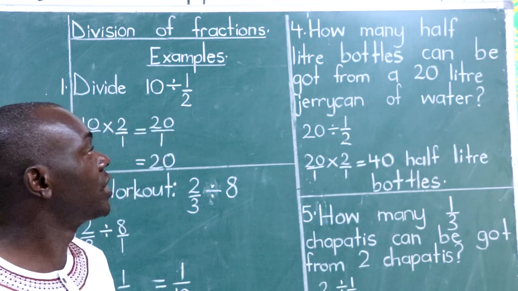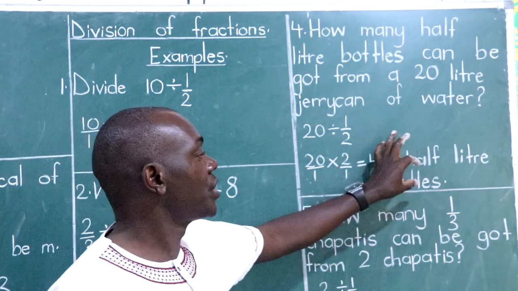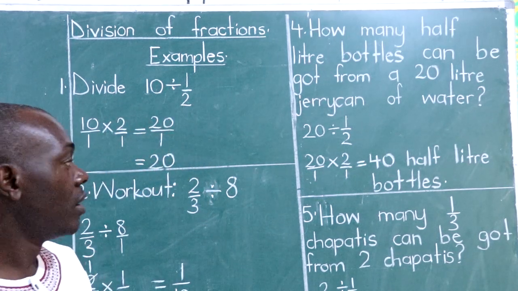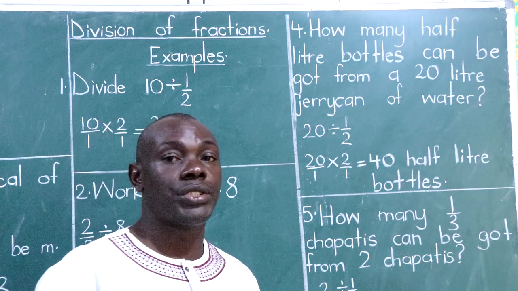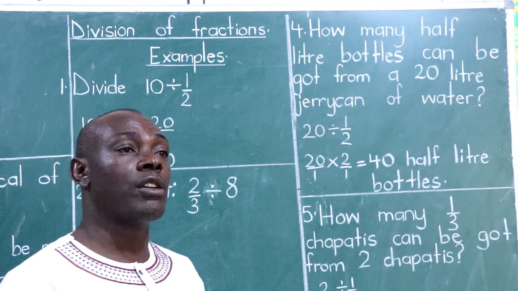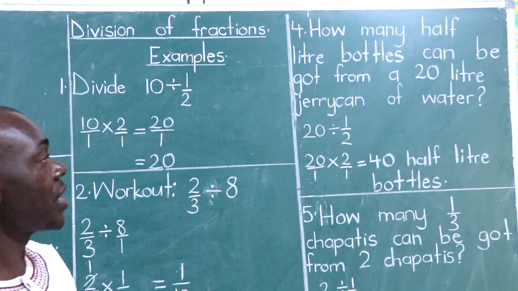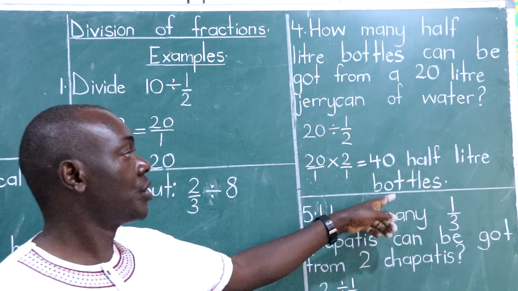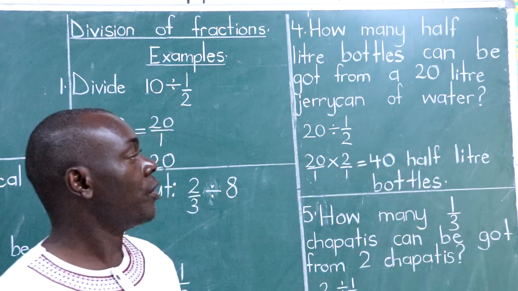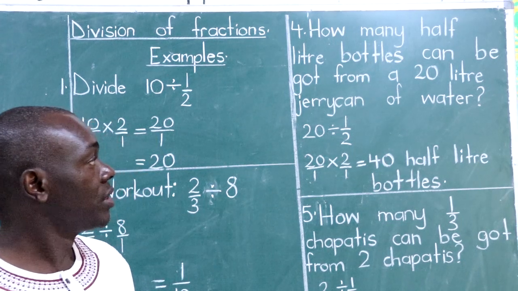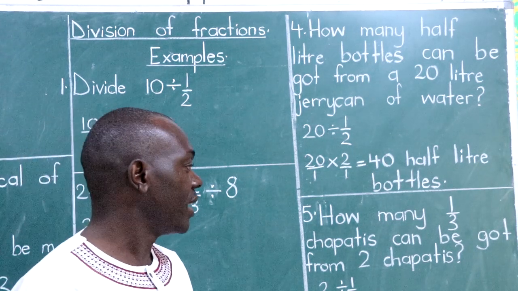So how many half-liter bottles? They are going to be 40 half-liter bottles from a 20-liter jerry can of water. Why? Every liter has 2 half liters. Every liter has 2 halves. Then how many halves are in 20? Meaning they are going to double. That is 20 times 2. Finally, you get 40 half-liter bottles from a 20-liter jerry can of water.